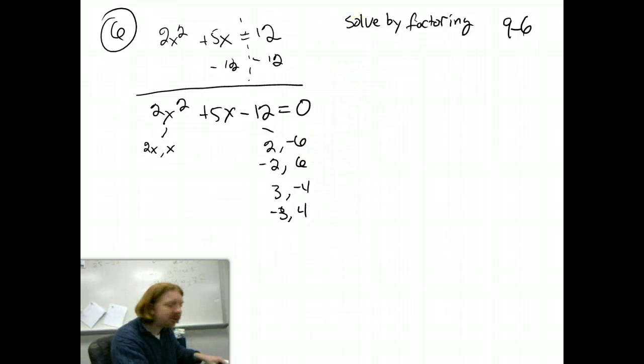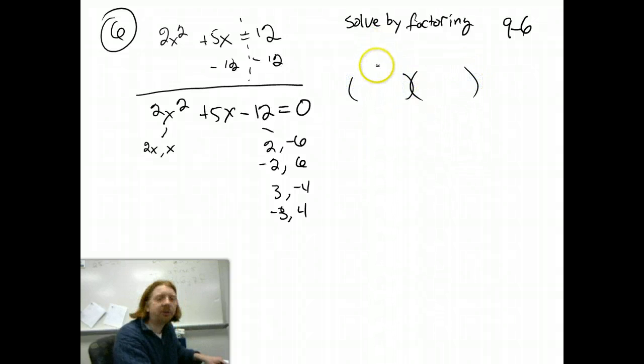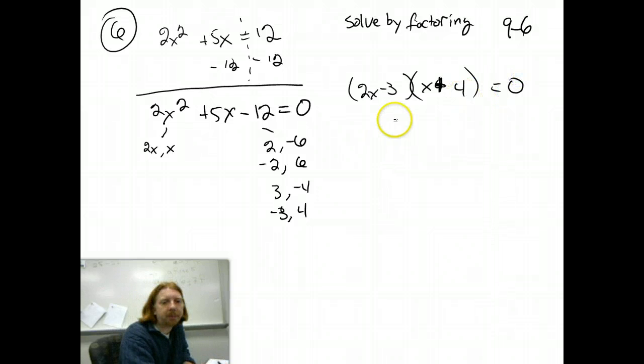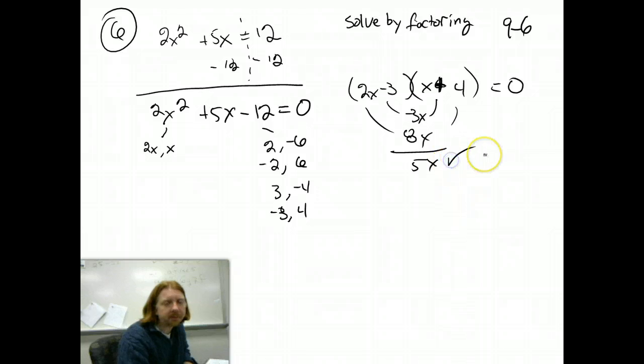So when I go to factor this, eventually I guess and check my way out to see that the factors are 2x minus 3 and x plus 4, and that all equals 0. And if you're not sure, you can double check it by doing the check part. -3x and 8x is 5x, so that checks out. But you're not done.